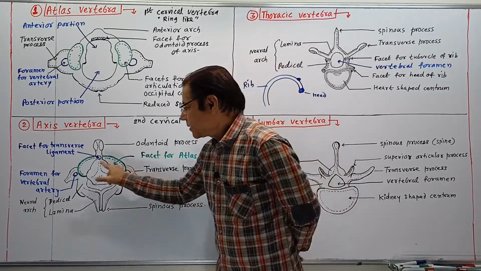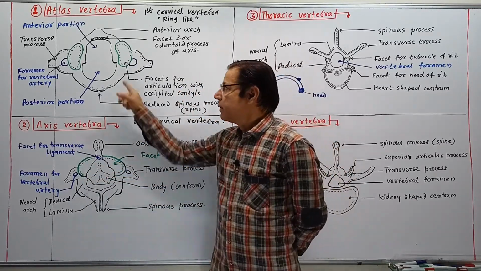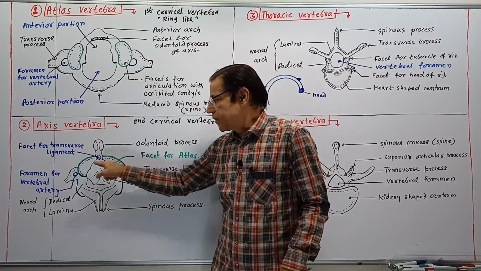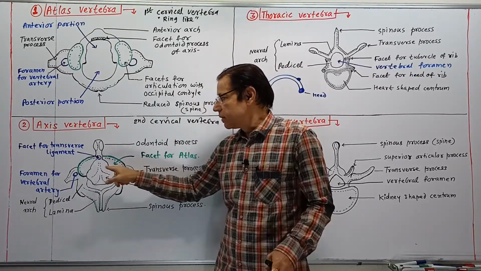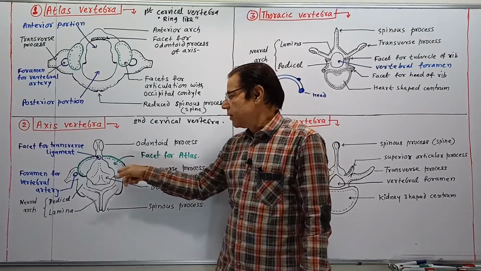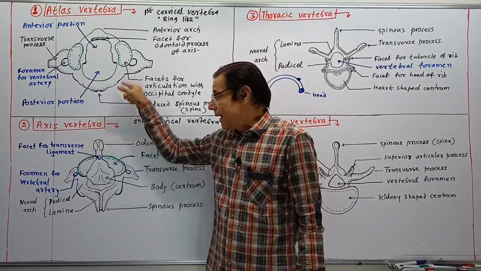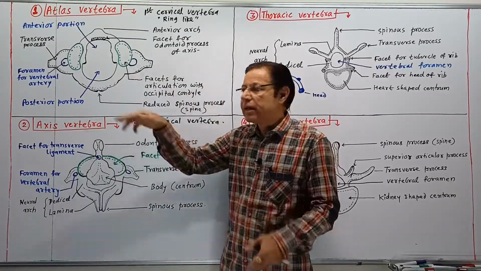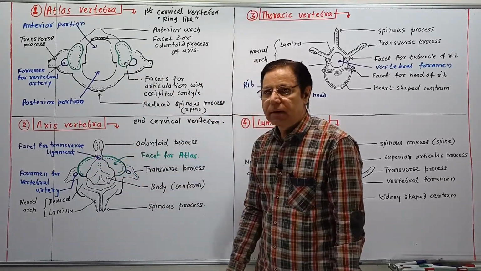Then it has facets for the atlas. The inferior processes of the atlas attach on the upper, superior side of the axis vertebra, and they are articulated into the facets. These are the facets where the inferior processes of the atlas get articulated.